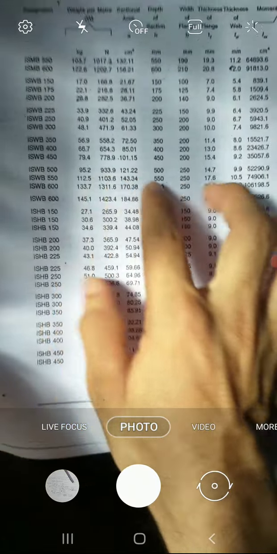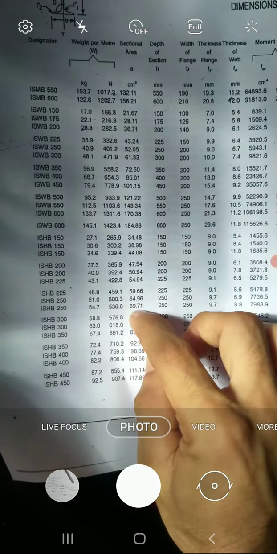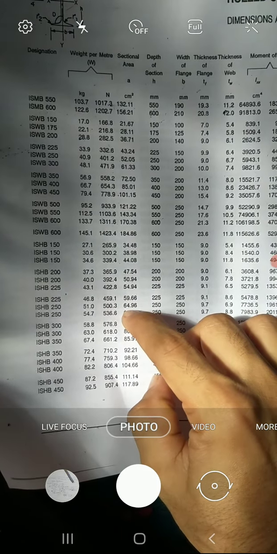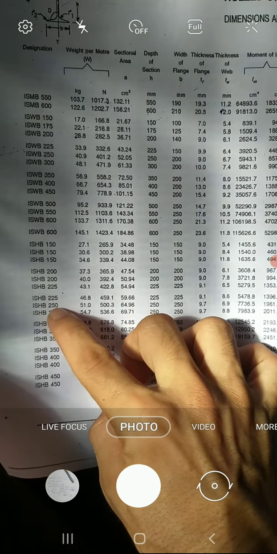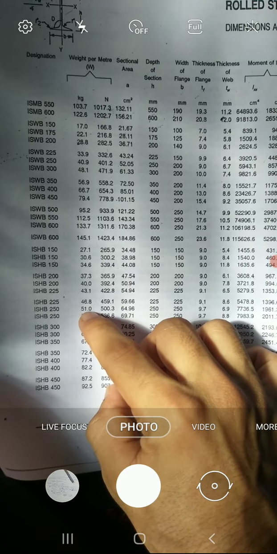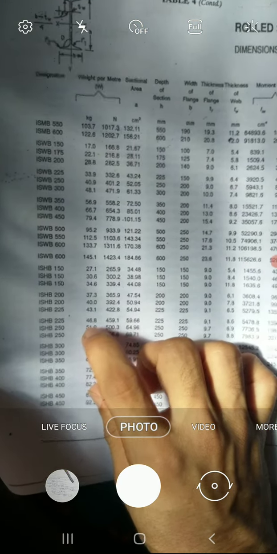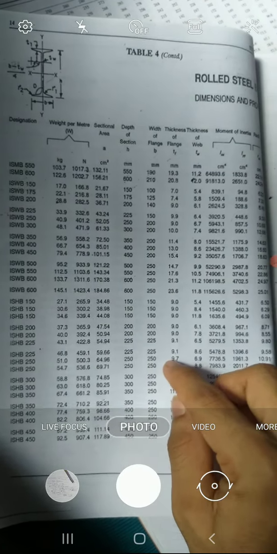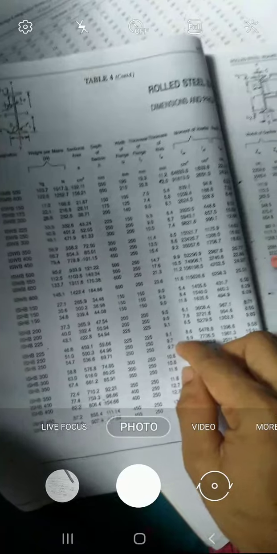Yes, here you see page number 14. This is the I section, the high section is here, in page 12 also, 14 also. So here we need 6496, right? More than 6000. Here you can see more than 6000 anywhere. Here it is 6496. We took this one, ISHB 250, 51.0 kg per meter. This is kg per meter, this is Newton per meter. So 51.0, this has to be written: ISHB 250, area is 6496, and the rest of the values H, BF, TF, TW, all the values have to be noted down.